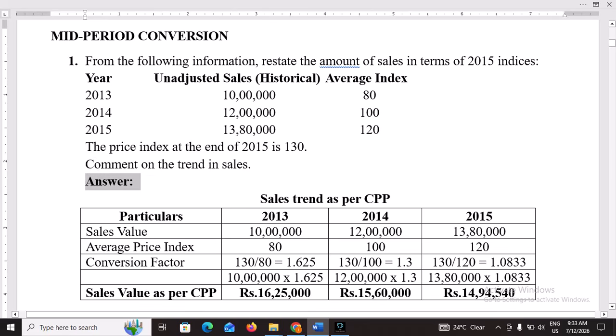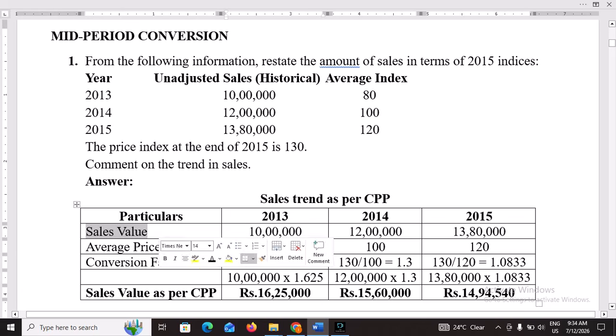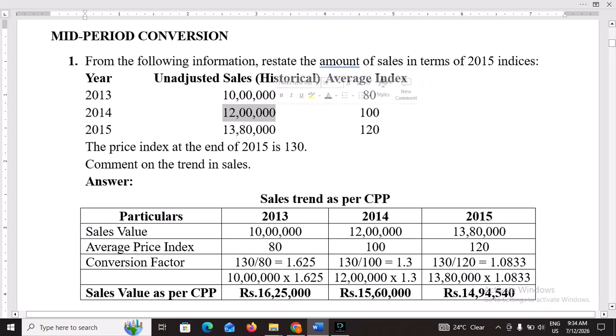Comment on the trend in sales, that is the question. So the solution of this problem: sales trend as per the CPP method, because historical means CPP. Particulars 2013, 14, 15. First item, sales value: 10 lakh, 12 lakh, 13 lakh 80,000. Correct?